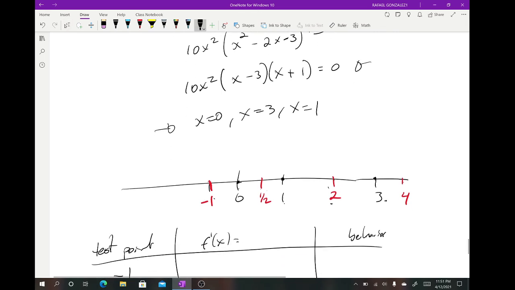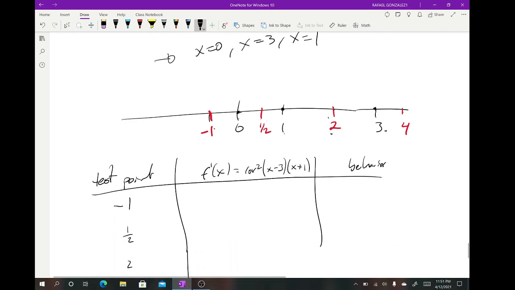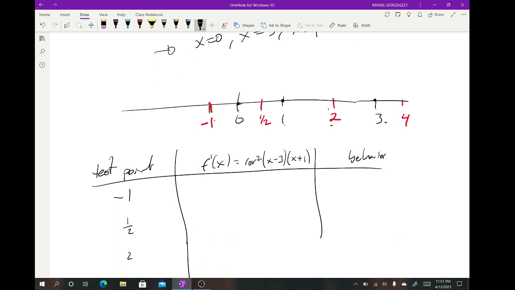And f prime of x, let's remember what that was. That is 10x squared. Always use the factor version. It makes your life easier. If you already factored all the way, might as well use it. So it's 10x squared times x minus 3 times x plus 1. So if I plug in -1 here, I have 10 times -1 squared, -1 minus 3, and -1 plus 1.